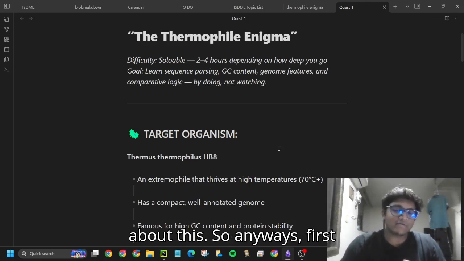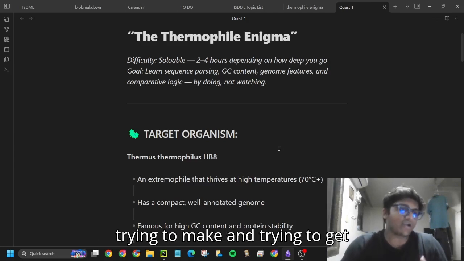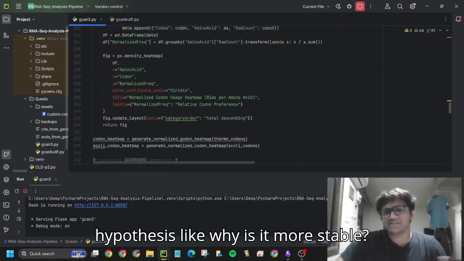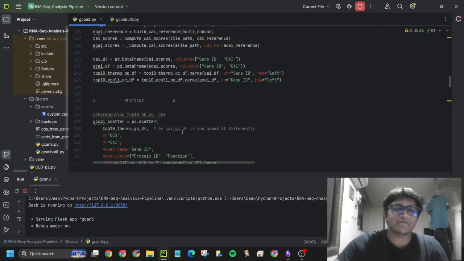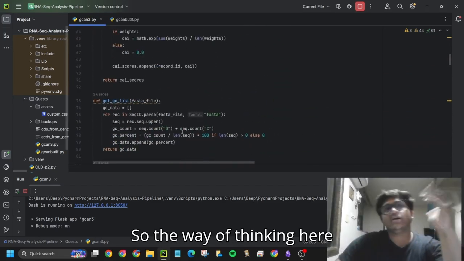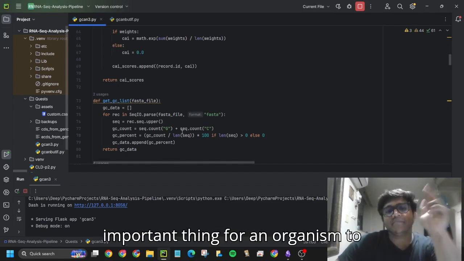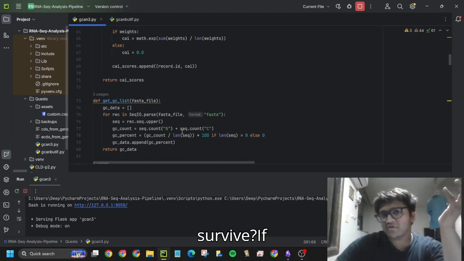So anyways, first thing that we did was, okay, we're trying to build a hypothesis, like why is it more stable. So the way of thinking here that you expect is, what is the most important thing for an organism to survive?